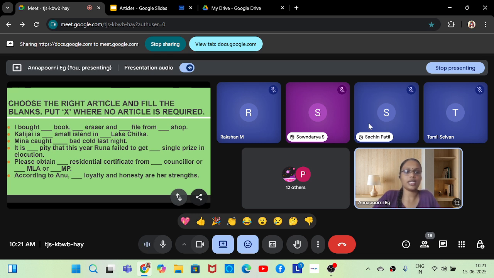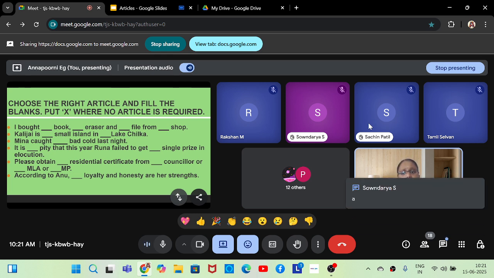All right. Now moving to the fifth one. Again Soundarya has raised her hand. Please obtain dash residential certificate from dash councillor or dash MLA or dash MP. I will do one thing. Let's give a chance to both of them, Soundarya and Sachin.